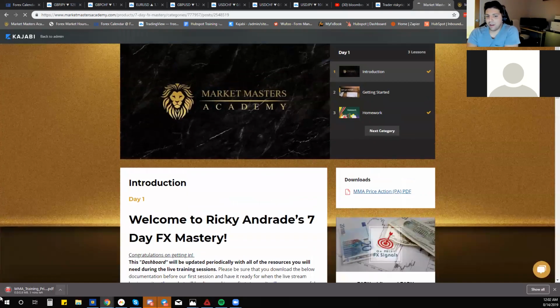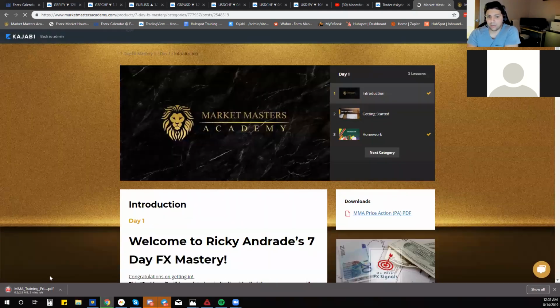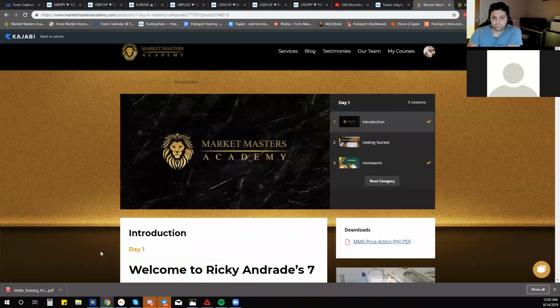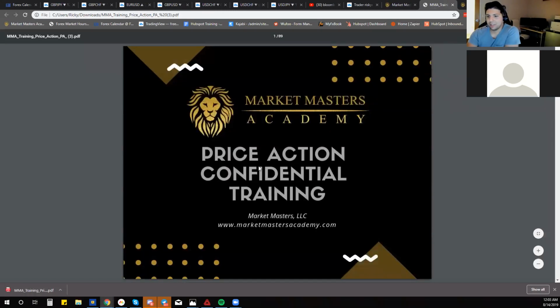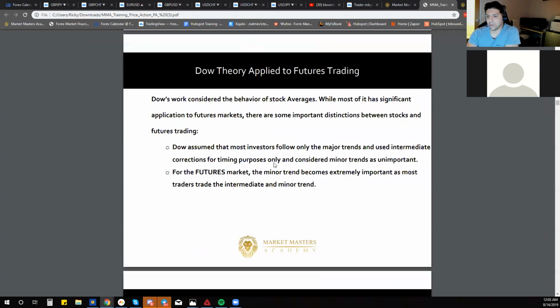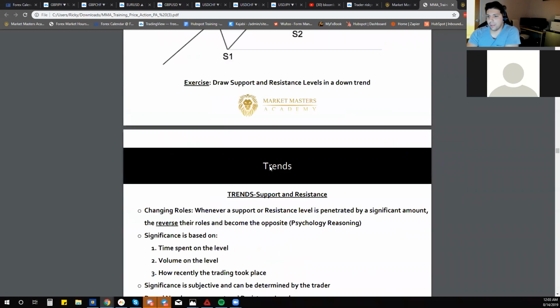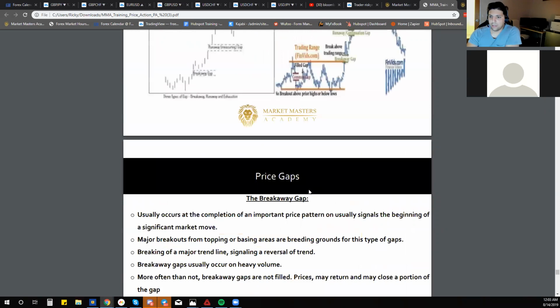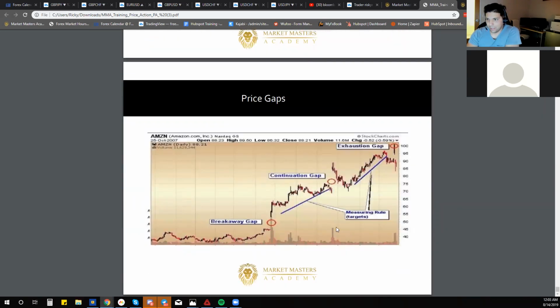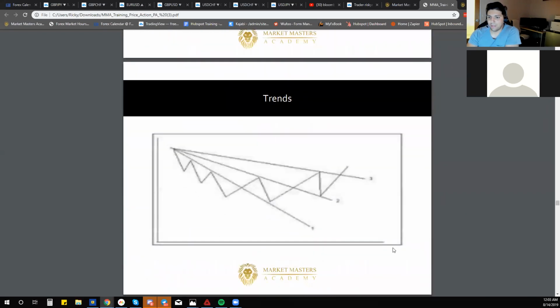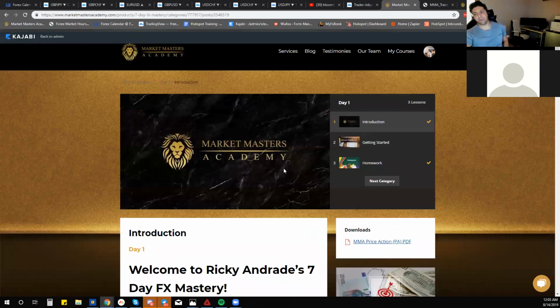Even some of the PDF files, if you guys haven't gotten the PDF training, I'll show you what that looks like right now. The PDF files alone can help you out with trading a lot. Just showing you guys what it looks like: price action, confidential training. Right now, we're working on a trading journal, which is going to be really good for marking down every single trade that you place. It's like 89 pages or something. It's a good amount of value, and that's just one of the PDFs.